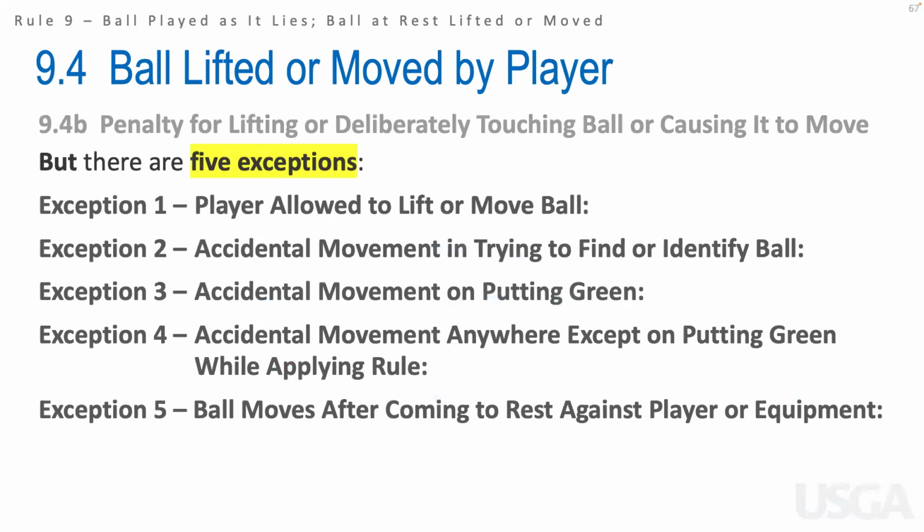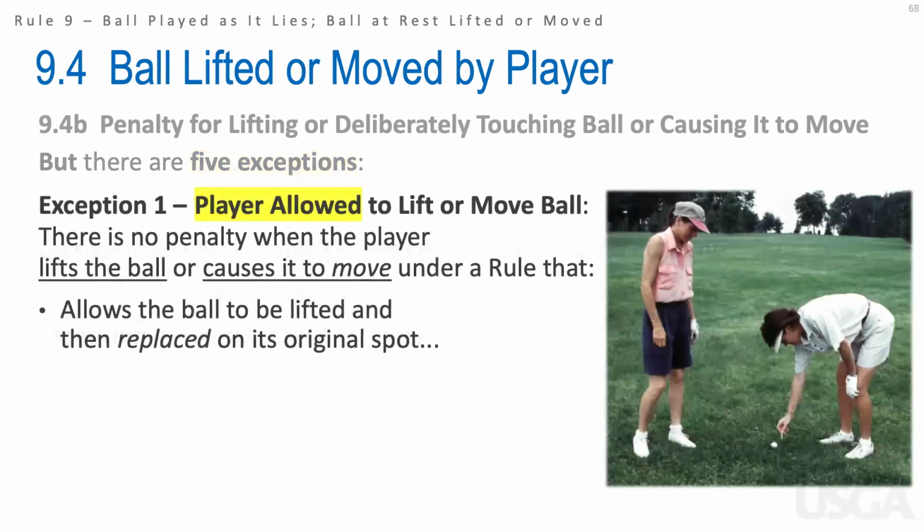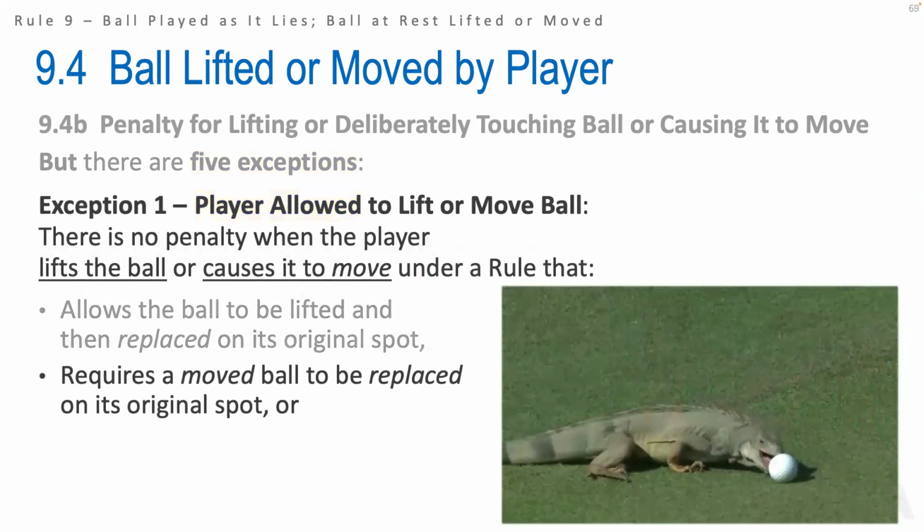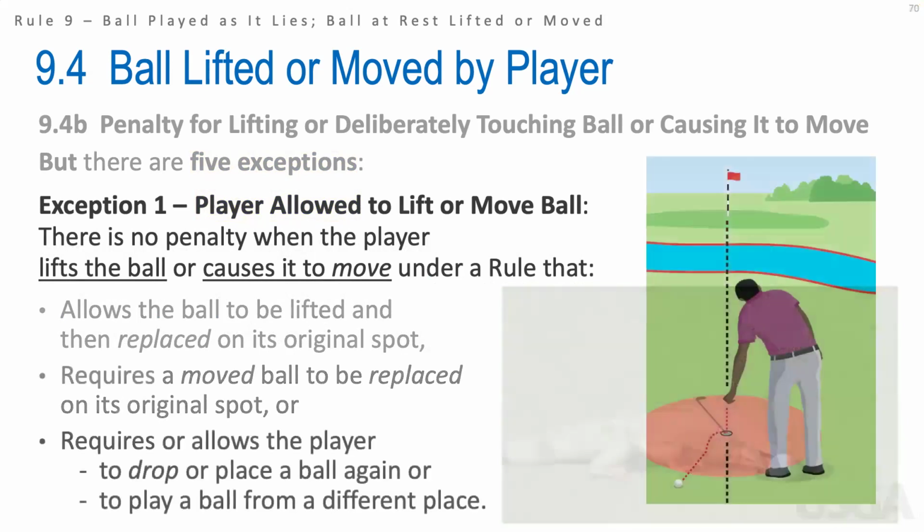And again, we're going to talk about our exceptions here. So we'll start with Exception 1. The player is allowed to lift or move the ball, and there's no penalty when they do so under a rule that allows the ball to be lifted and then replaced in its original spot, or requires a moved ball to be replaced on its original spot. So we can see here the iguana. We're going to want to replace it then. Players are allowed to lift and move the ball back.